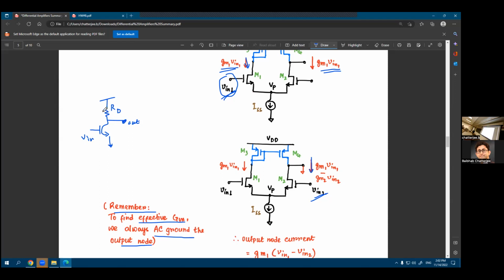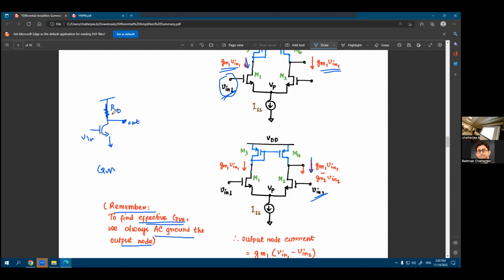So in that case, when you're trying to find the capital GM, you disconnect the load and you connect ground, or an AC ground, to that point. So effectively, you want to short whatever load is present to an AC ground. Remember that VDD also is an AC ground, so just shorting the RD resistance is fine. That's what you do when you try to find the effective GM.